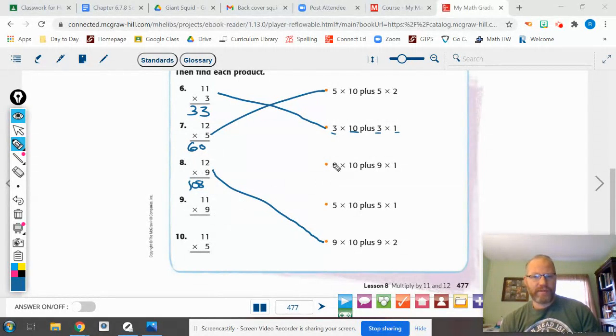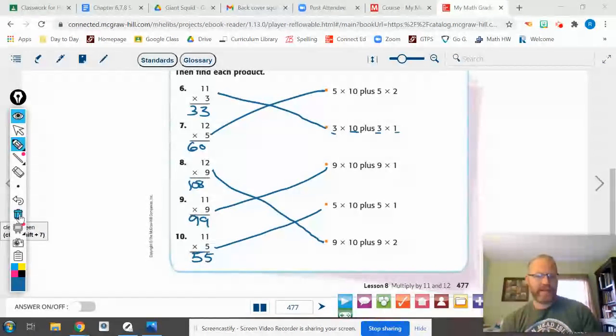11 times 9, so we have 10 plus 1, and 9 as our factor, so we have 99. 11 times 5, boom, we know that one because 10 plus 1, and it is 5, which is 55. Check your work, make sure that you have it all, and let's move on.